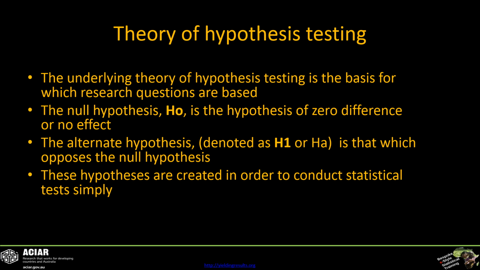So your research question is the first thing that you think about, and then you develop the null hypothesis, which is known as H0, and this is the hypothesis of no difference in your treatments, or no effect of your treatments on your particular response. And the alternate hypothesis, which can be denoted as H1 or HA for alternate, is that which is opposite to the null hypothesis. And since you've logically either got one or the other, you either accept or reject the null hypothesis. And these are created in order to conduct statistical tests.